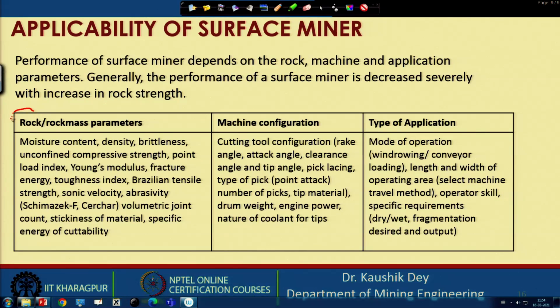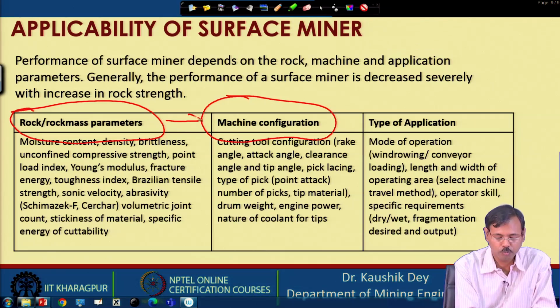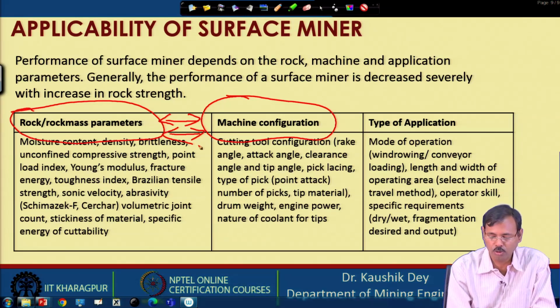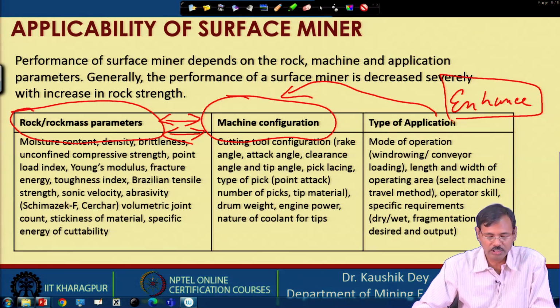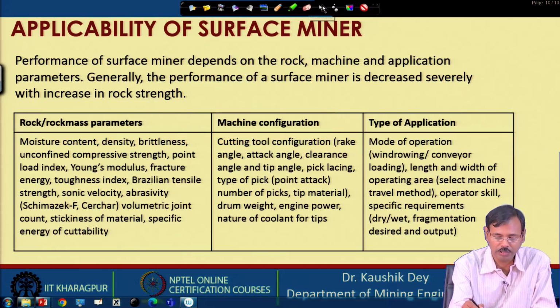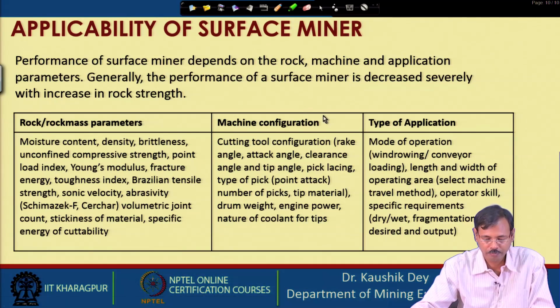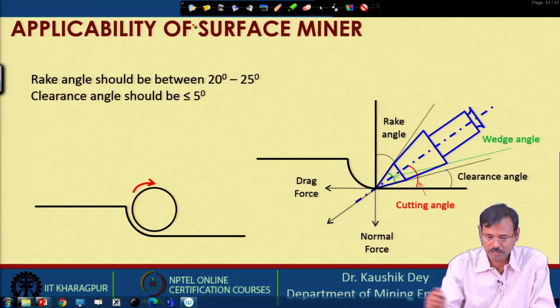So, for a given rock, the first job is to decide on a suitable machine. After that, there is a more or less good match between these two. Type of application is basically there to enhance the performance of the machine. That is its importance, and this is very important while the applicability of the surface miner is decided.